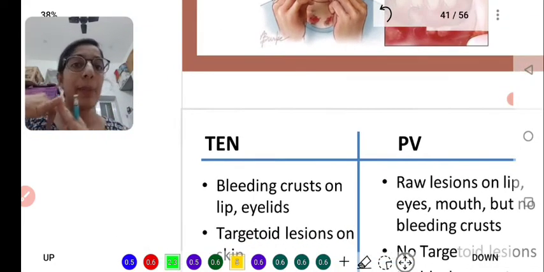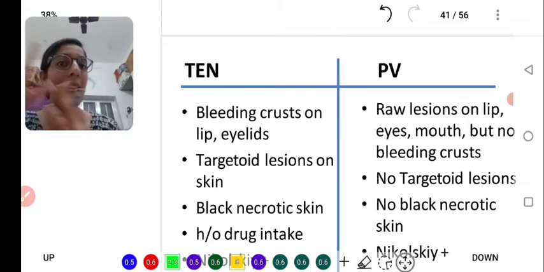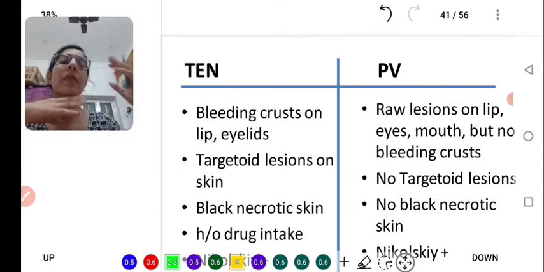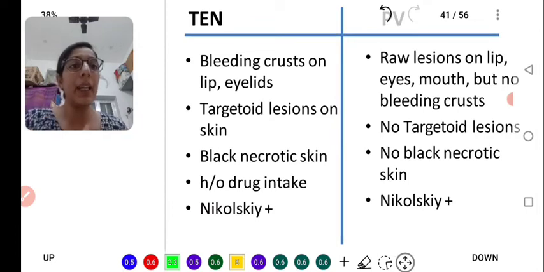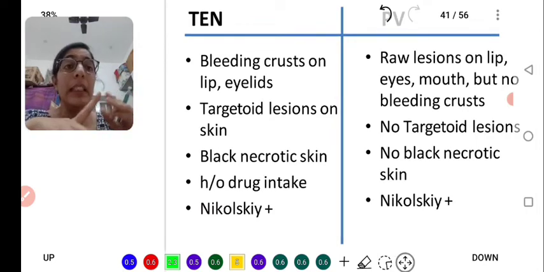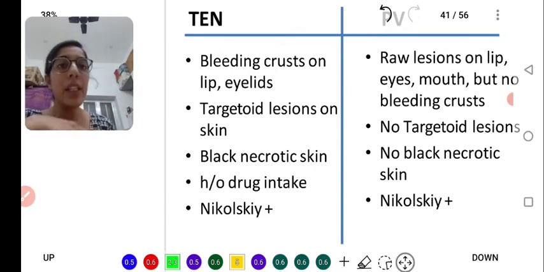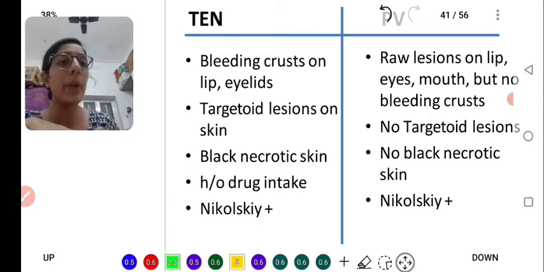What is the difference between TEN and pemphigus vulgaris? Because they almost look similar, because both have flaccid blisters with mucosal involvement and skin involvement, in both TEN and PV. So what is going to happen in TEN? In TEN there is presence of crust. Okay, while there is no crust in pemphigus vulgaris. In TEN there are targetoid lesions, while in PV there are no targetoid lesions.